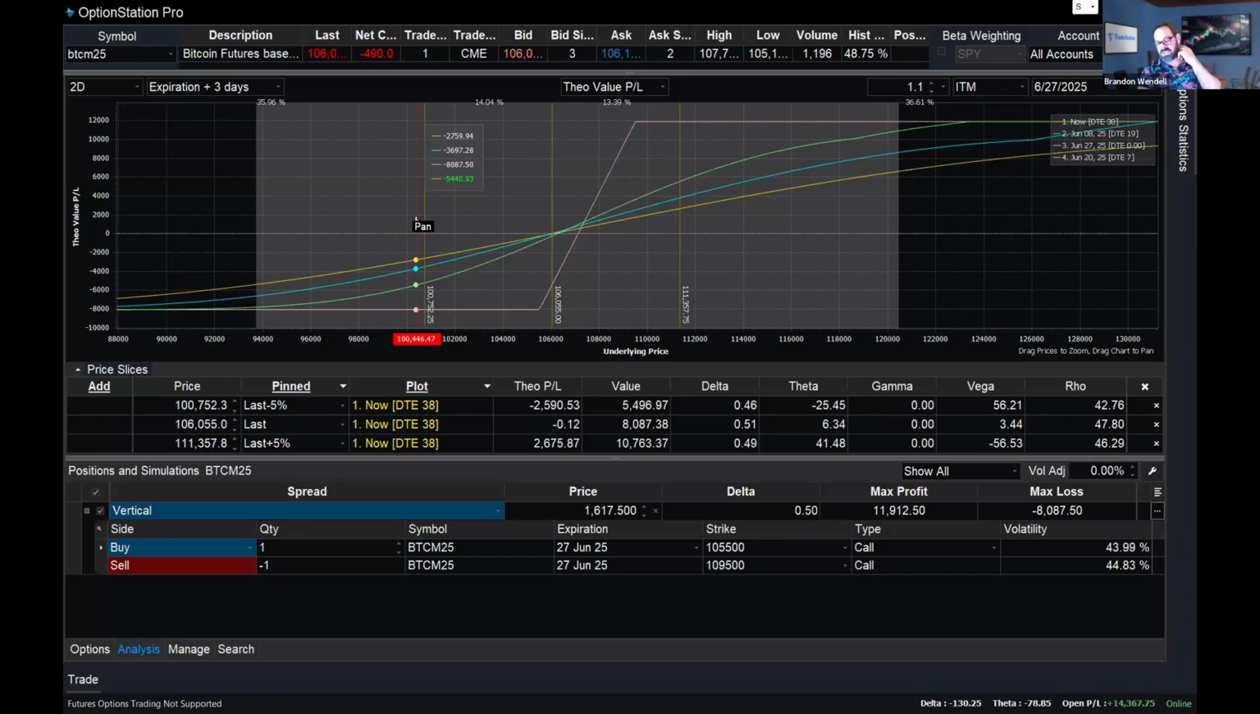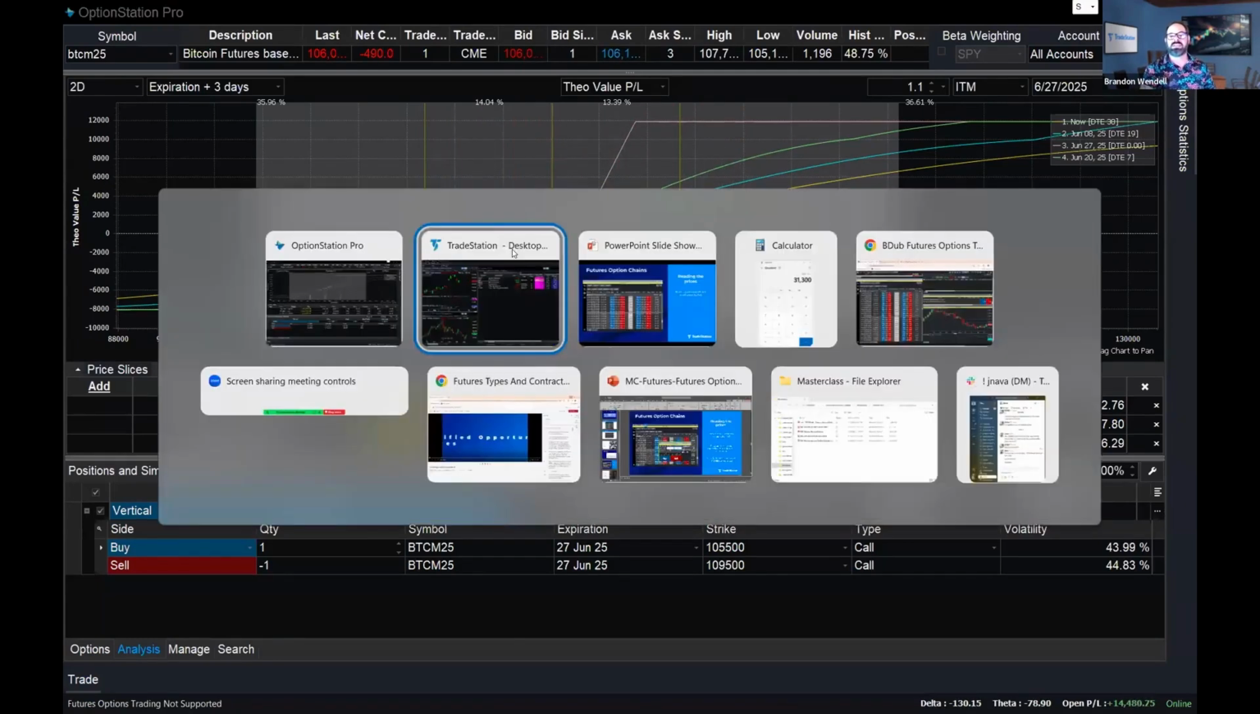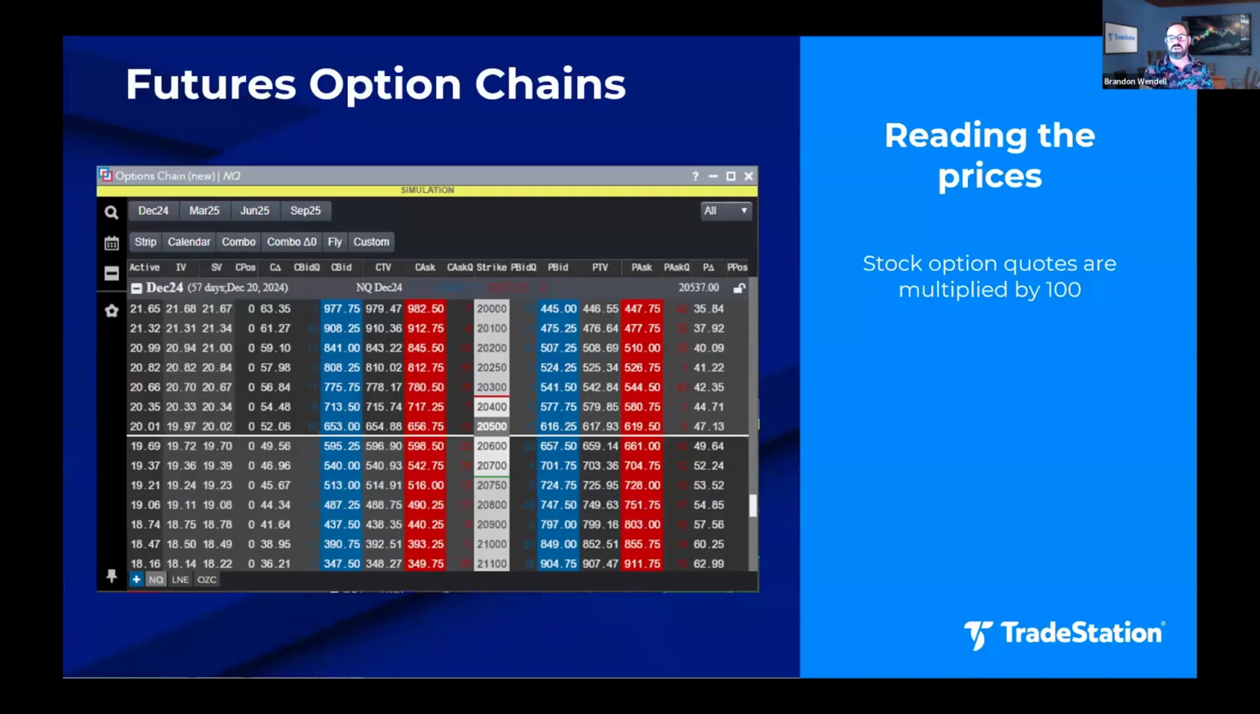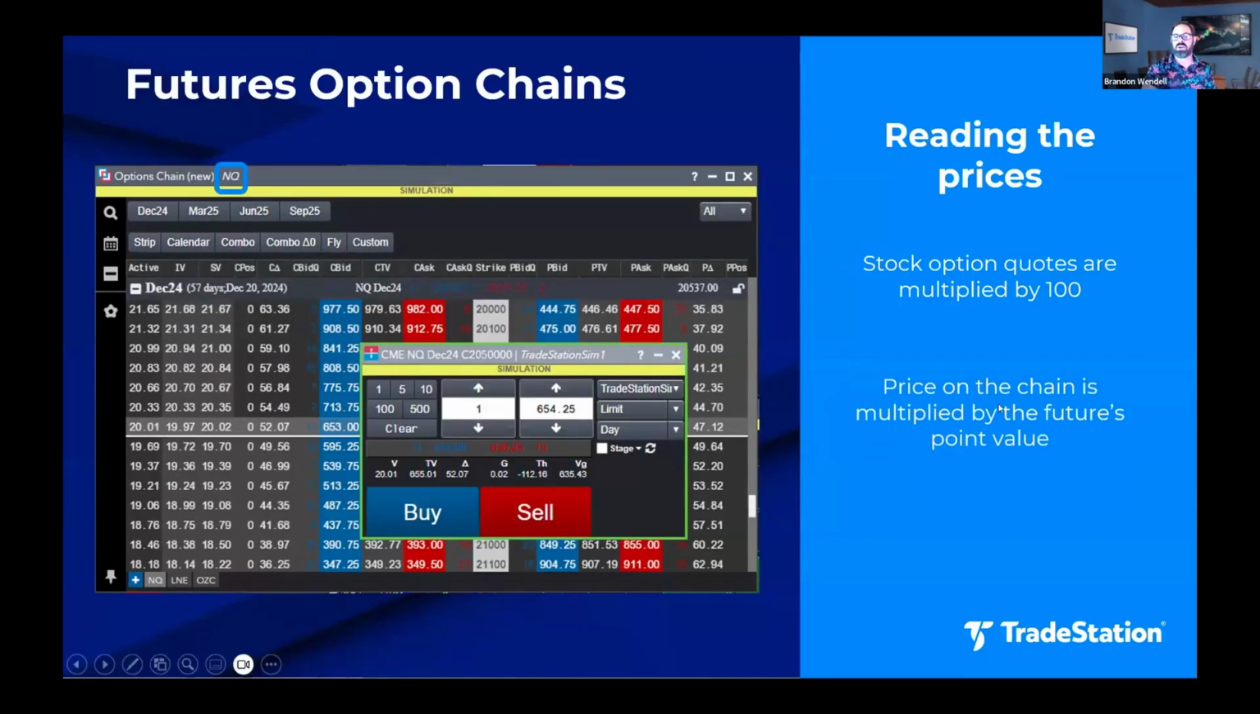Now you can do a lot of this analysis on the TradeStation FuturesPlus, but I am so familiar with this with options that it's easier for me sometimes to do the analysis here and then simply place the trade on the FuturesPlus. So as I said before, the price on the options chain for futures are multiplied by the point value. So right there, 654 and a quarter, it's the NASDAQ. We'd multiply by $20 per point. So that's actually $13,000 per contract, which is again a lot cheaper than the $35,500 that you'd have for the futures contract.